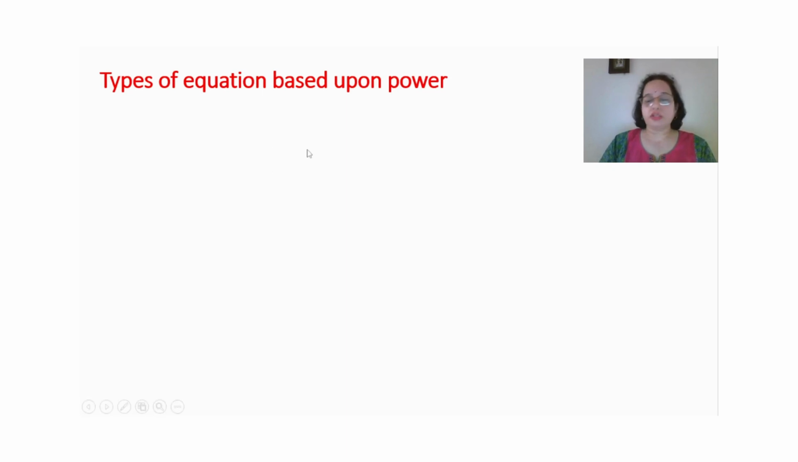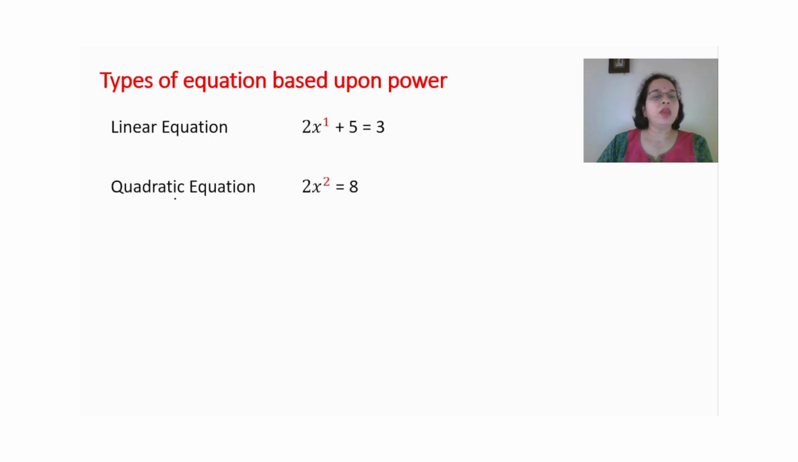Types of equation based upon the power. The first one is linear equation. The power of the variable is 1. So this type of equation is known as linear equation. Quadratic equation. Quadratic is related with 2. So if the power of the variable is 2, then this is known as quadratic equation. Linear means 1. Quadratic means 2.